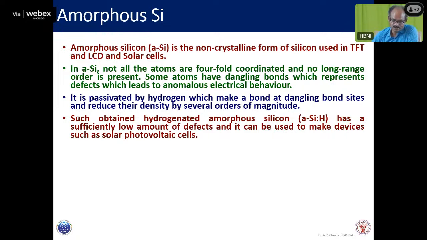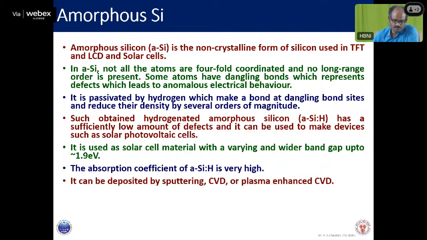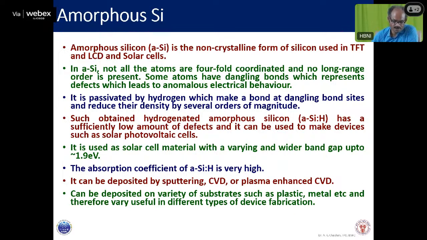The hydrogenated amorphous silicon so obtained has a sufficiently low amount of defects, and it can be used to make devices such as solar photovoltaic cells. It is used as solar cell material with a varying and wider band gap up to 1.9 eV. The absorption coefficient of hydrogenated amorphous silicon is very high. It can be deposited by sputtering, CVD or plasma enhanced CVD. It can be deposited on a variety of substrates such as plastic, metal, etc., and is therefore very useful in different types of device fabrication.